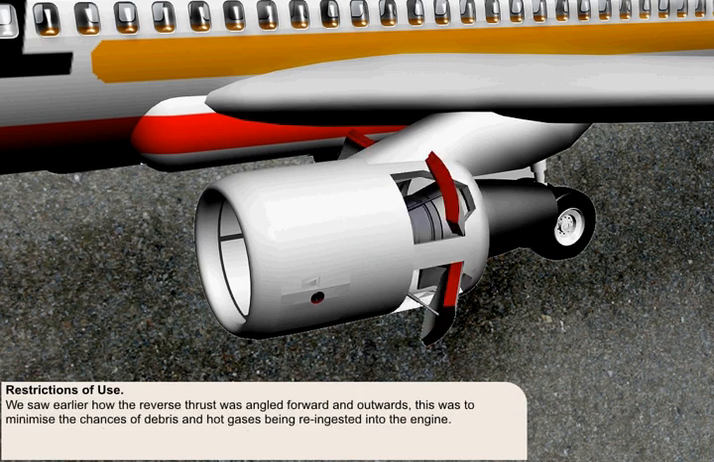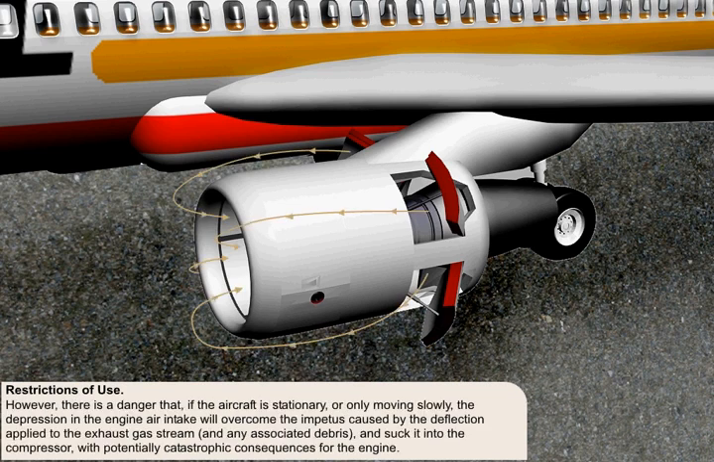Earlier, it was described how the reverse thrust was angled forwards and outwards. This was to minimize the chances of debris and hot gases being re-ingested into the engine. There is, nevertheless, a clear danger that, despite the angle of the cascade vanes, if the aircraft is only moving forward slowly or is stationary, the depression in the engine air intake will overcome the impetus caused by the deflection applied to the exhaust gas stream and any associated debris and suck it into the compressor, with potentially catastrophic consequences for the engine.